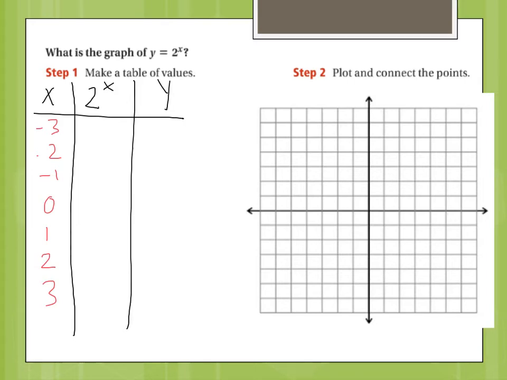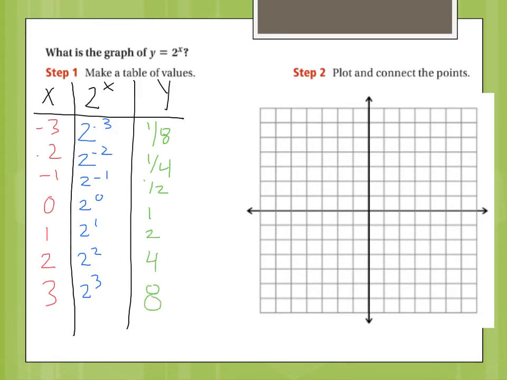Now you have to be careful when you're plugging in this x. What this is actually saying, when I plug in negative 3, it's 2 raised to the negative 3 power. When I plug in negative 2, it's 2 raised to the negative 2 power. And so on. So my answers here would be 1/8 for 2 to the negative 3, 1/4, 1/2, 1, 2, 4, and 8. So now I'm going to plot my points.